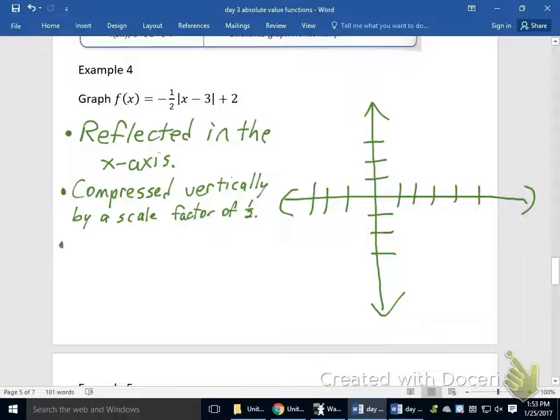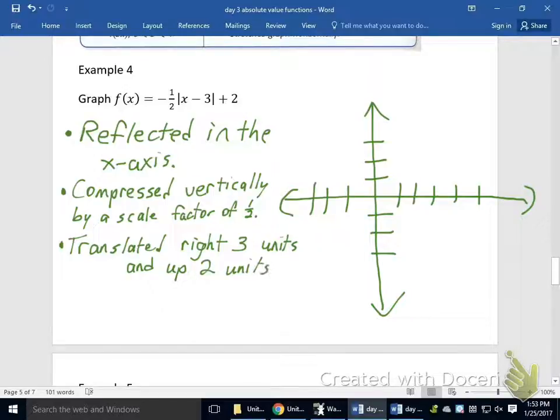And lastly, it has been translated. Now, due to the fact that you don't have a b coefficient in front of the x inside the absolute value, you can actually just go ahead and take the x minus 3, set it equal to 0, so x will equal 3. That's actually where it's gone. It's gone to the right 3 units. And that's positive because of the minus h idea I showed you on the previous screen. And it's going up 2 units because of the plus 2 out on the side here. That's the k value.